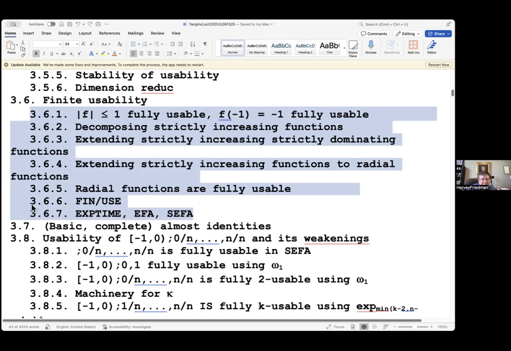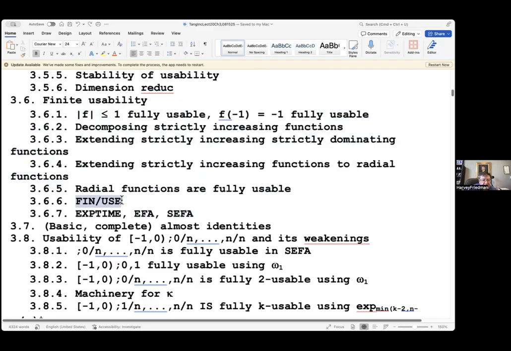There is something new that I added here. I don't want to spend any serious amount of time on this, but one corollary is that a finite function is usable if and only if every two-element restriction is usable. In other words, every restriction to a two-element subset of its domain. I thought that's pretty cute.